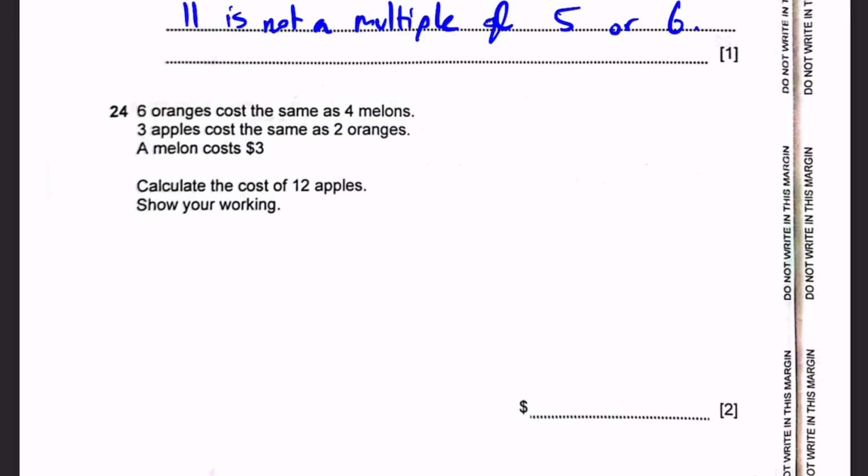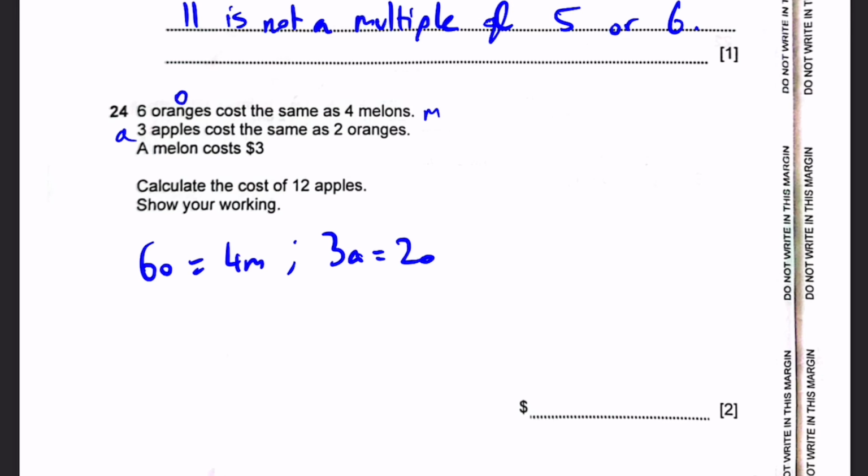Question 24. 6 oranges cost the same as 4 melons. 3 apples cost the same as 2 oranges. A melon costs $3. Calculate the cost of 12 apples. Show your working. So let's say the oranges are O, melons are M, apples are A, just using the starting letters to make variables. So 6O equals 4M and 3A equals 2O.